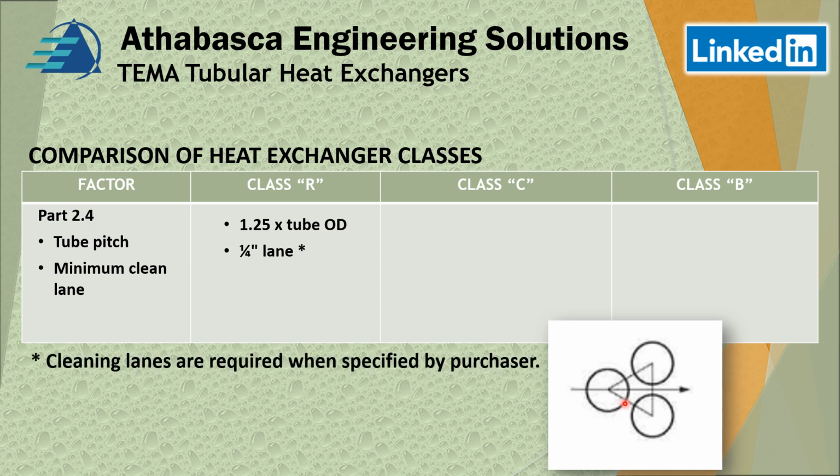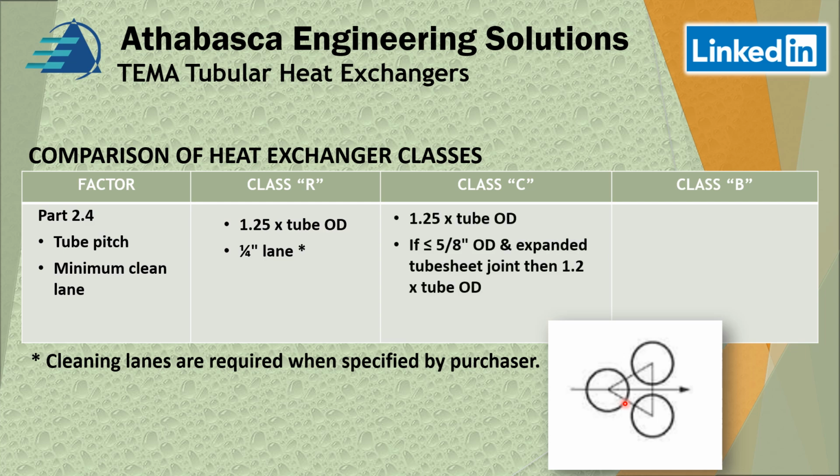So one thing to realize is that just because Class R has a 1/4 inch lane, it's only when required by the purchaser, and the default would be a 1/4 of an inch for that lane. And for Class C, it's a similar formula for the pitch, which is the distance between these two tubes, would be 1 1/4 times the OD.